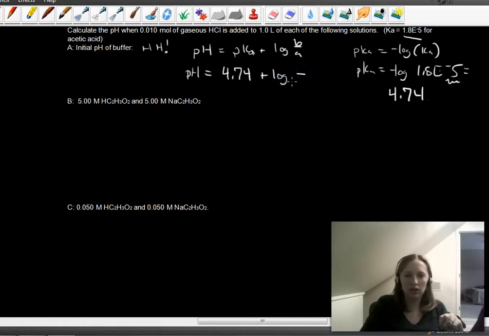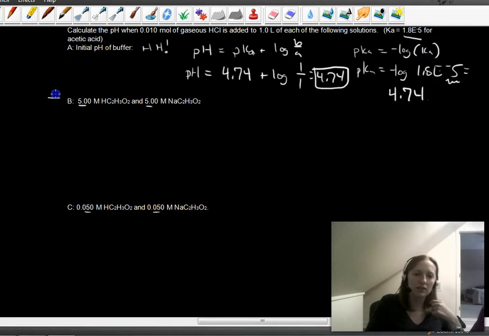What is the concentration of base and acid? It doesn't really say, but for B it's 5 and 5, and for C it's 0.05 and 0.05. So what is my ratio of base to acid going to be in both cases? 1 to 1. And what is the log of 1? 0. So 4.74, that is our initial pH. So when we start, before we add any hydrochloric acid, the pH is 4.74. And for this buffer as well, the pH is 4.74.